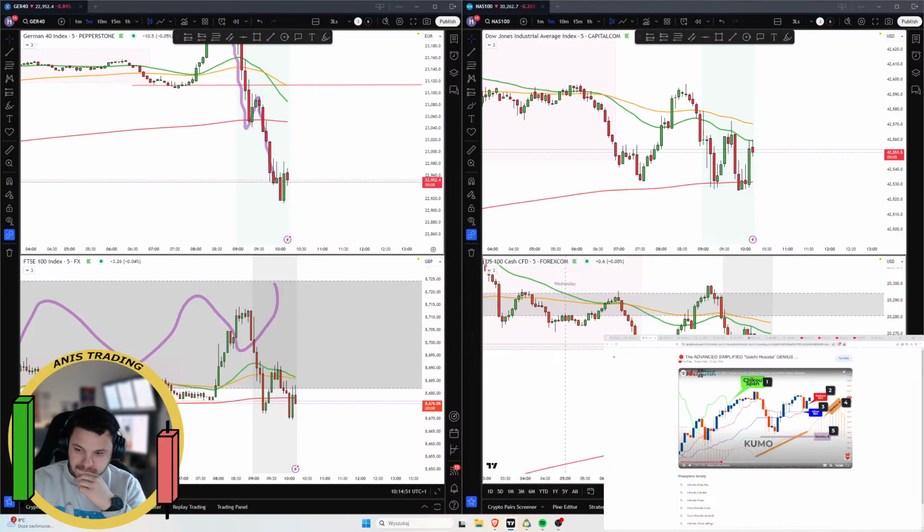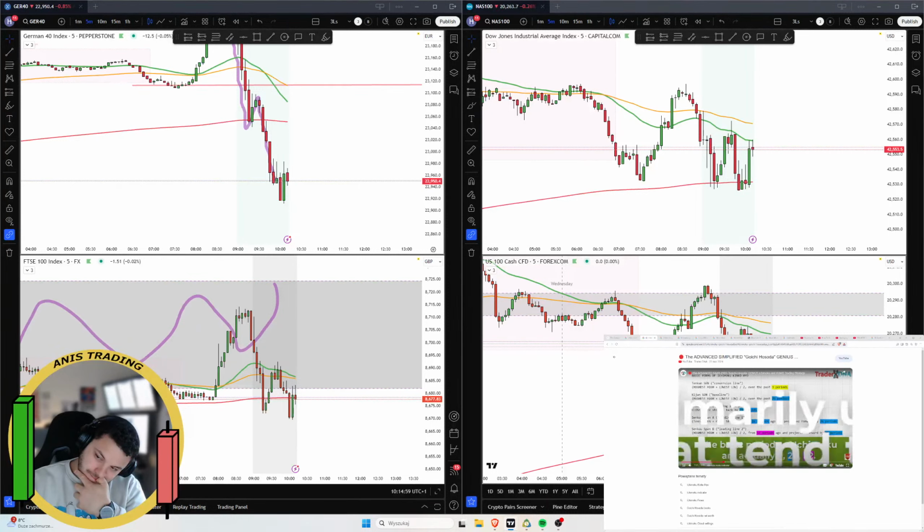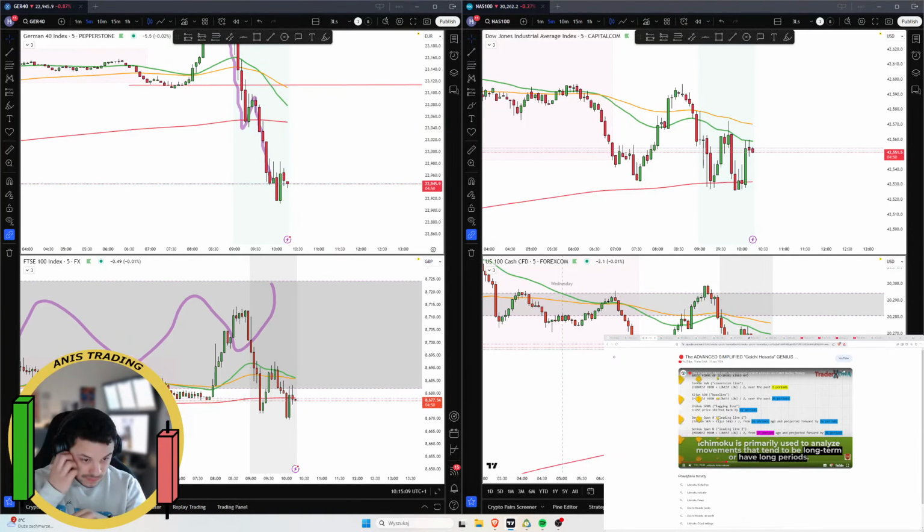From the formulas above, we can conclude that the basic periods of Ichimoku are actually 9, 26, 52. This is quite common as Ichimoku is primarily used to analyze movements that tend to be long-term or have long periods. Nevertheless, it's possible to change the basic periods 9, 26, and 52.